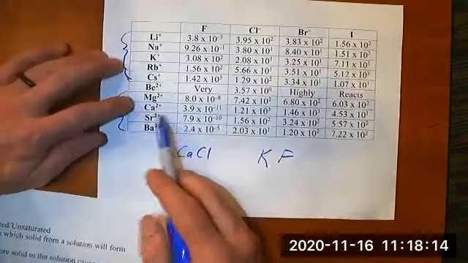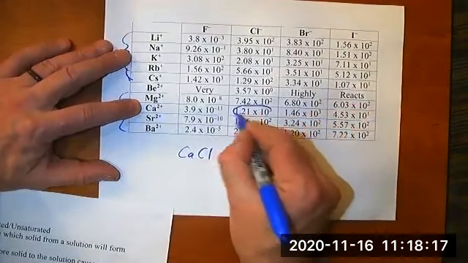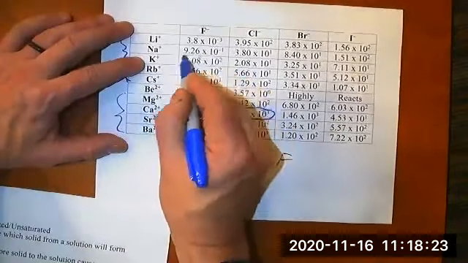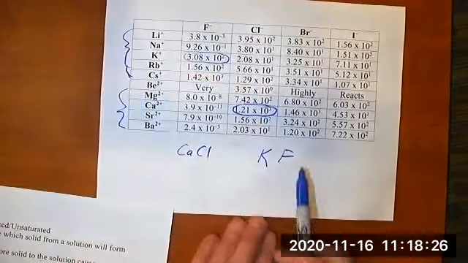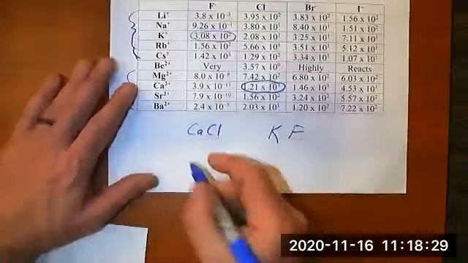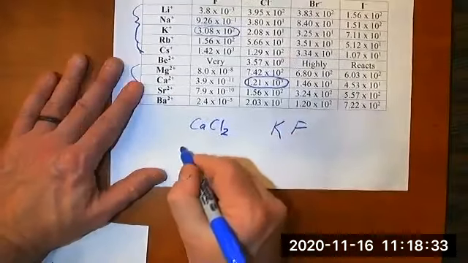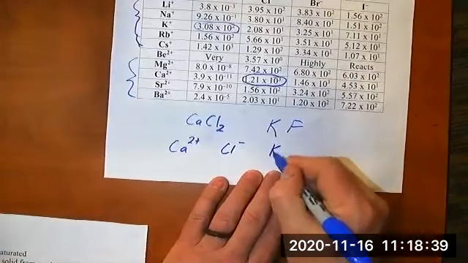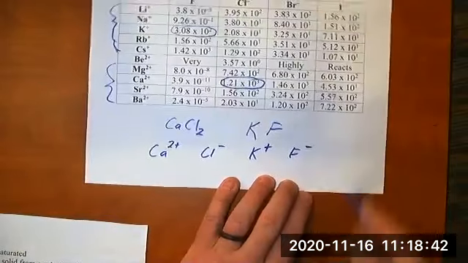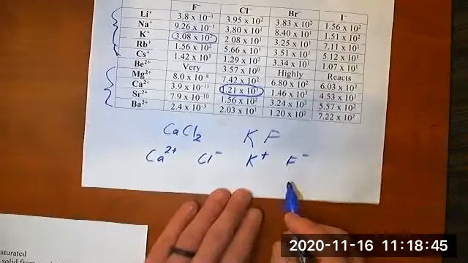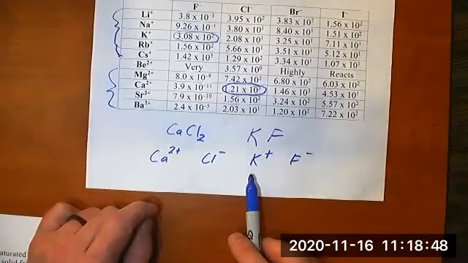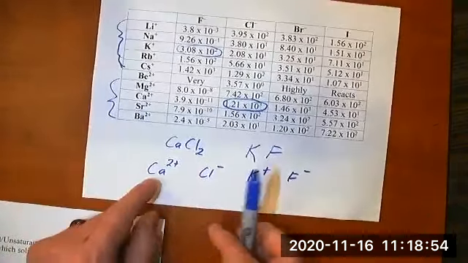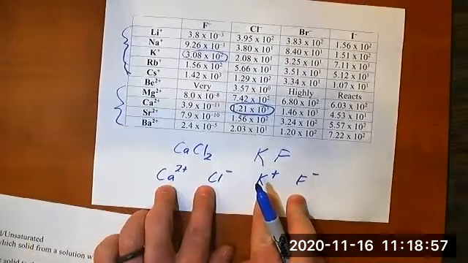Okay. So what I did was I picked one substance here that has a relatively high solubility, and I picked another substance here that has a relatively high solubility. And then we mix them. And what that means when we mix them is that, sorry, this is CaCl2, we have some calcium 2+ ions floating around, some Cl- ions, some potassium ions, and some fluoride ions floating around. And so what we need to do then is look at all the possible combinations and see which one has the lowest solubility product.